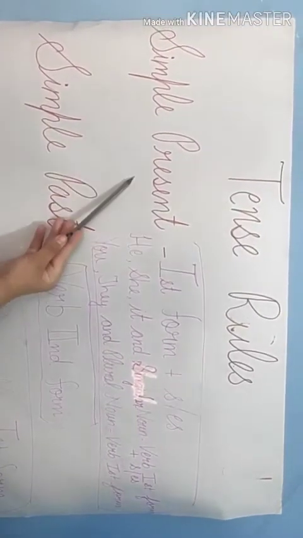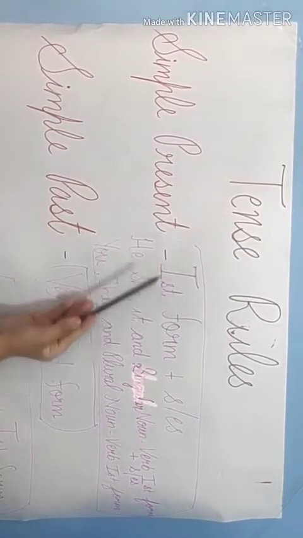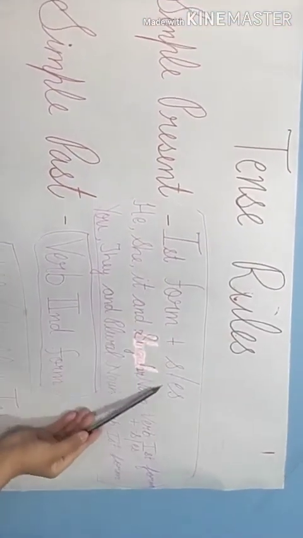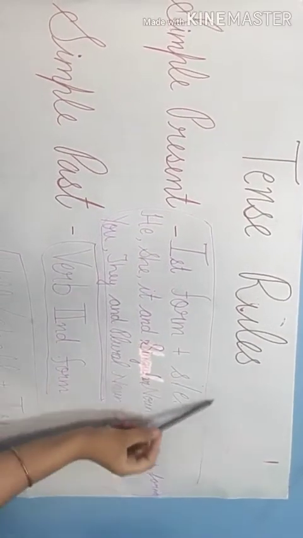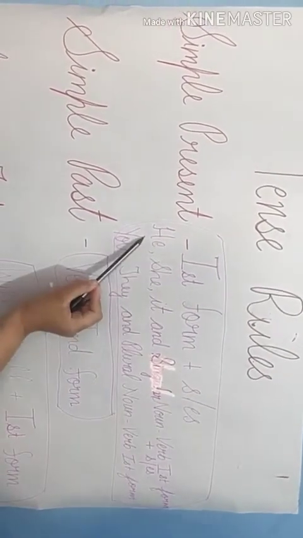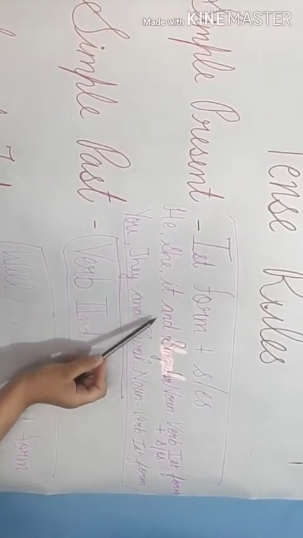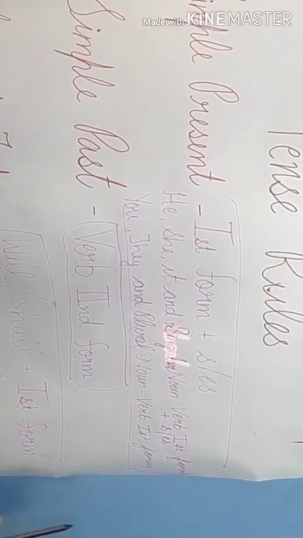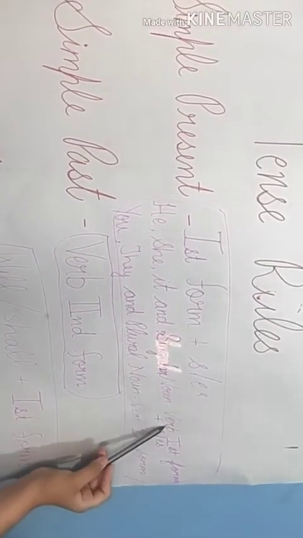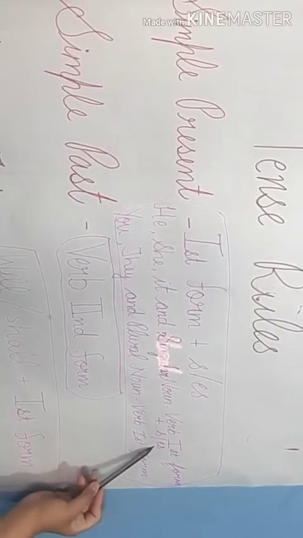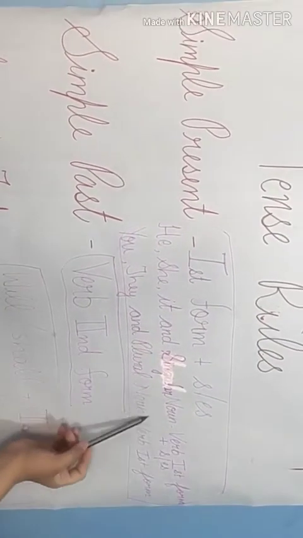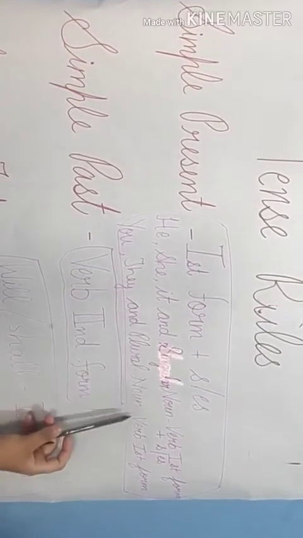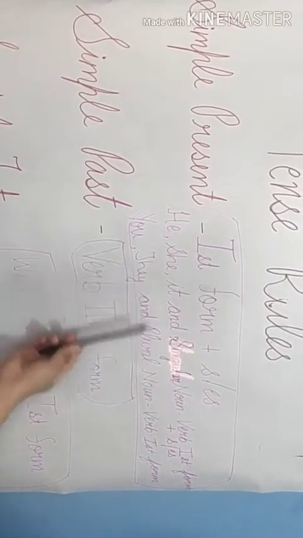What is the rule of simple present tense? We write verb first form plus s or es. Now where do we add s or es? With he, she, it, and when we talk about a singular noun, meaning one person, like Ram or Sham. With the verb we add s or es. And when we talk about a plural noun, meaning two persons like Ram and Sham, or when you or they is there, then we only write the verb first form.